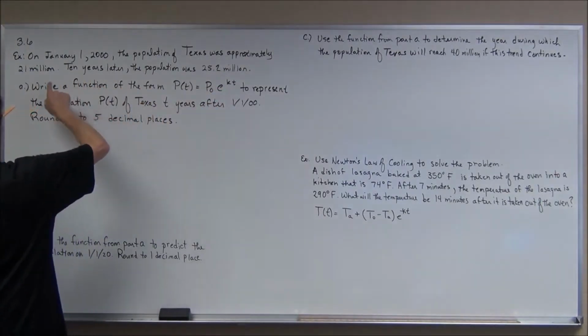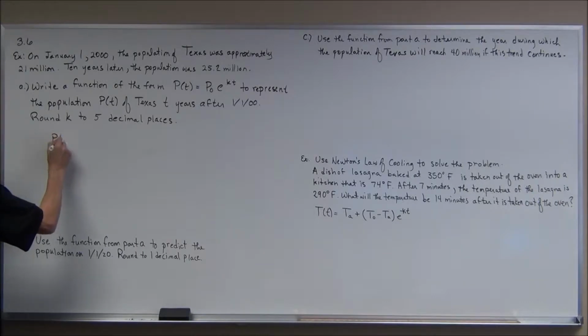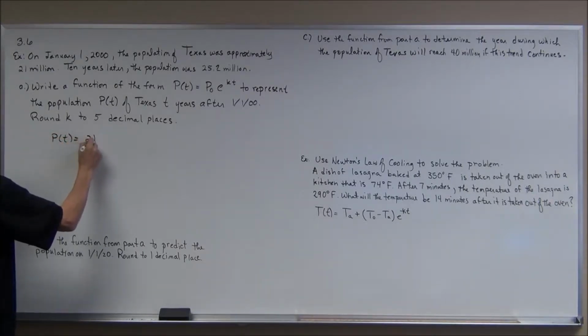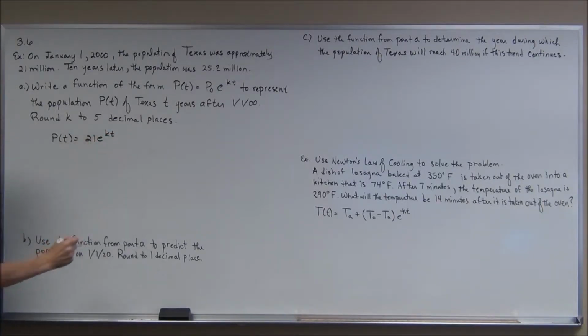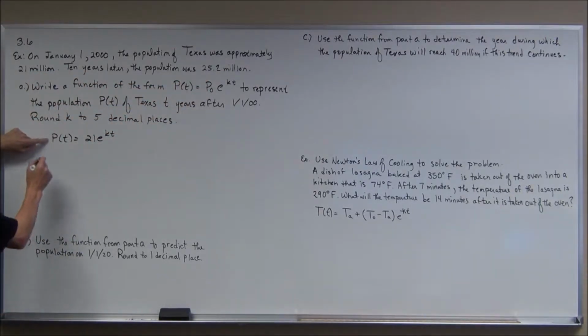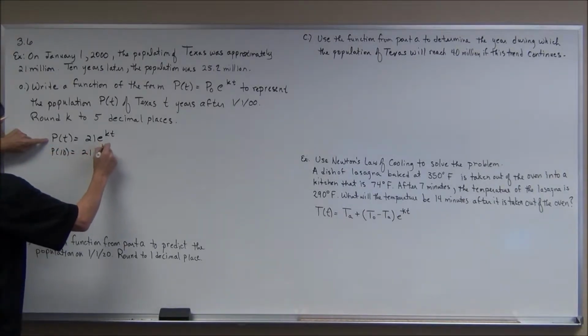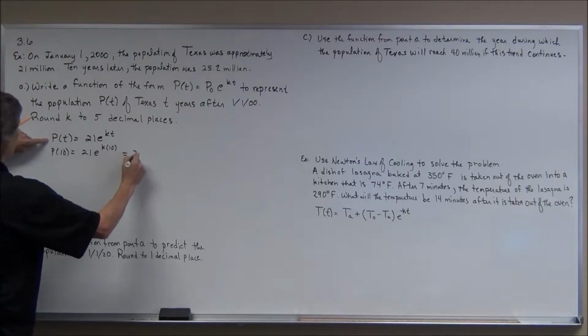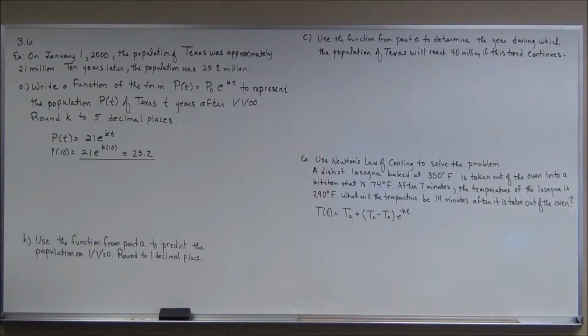Well, they give us P sub 0 is 21 million. So I'm going to write this in terms of millions, as P of t is equal to 21 for the 21 million, e to the kt. Now it says here that in 10 years, when t is 10, the population is 25.2 million. So that would mean that P of 10, which would be 21e to the k times 10, would equal 25.2 million. So now I have an equation in which I'm going to be able to solve for k.